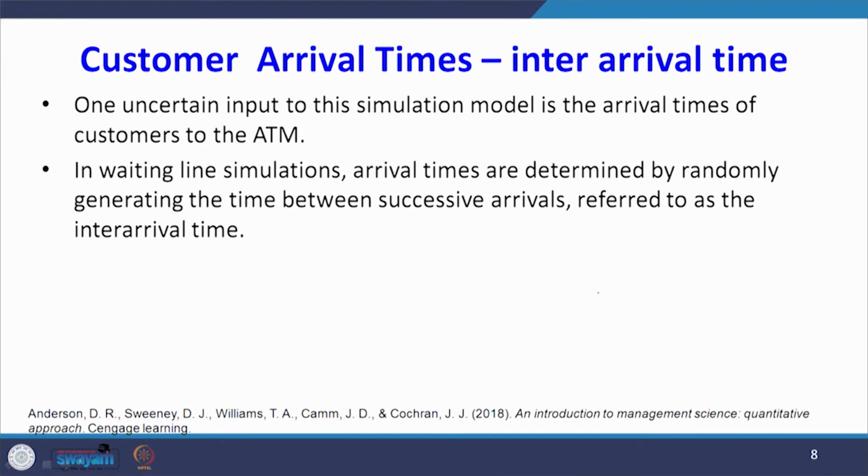Now, the customer arrival time, called the inter arrival time, is one of the inputs for the simulation model. One uncertain input to the simulation model is the arrival time of customers to the ATM. In waiting line simulations, arrival times are determined by randomly generating the time between successive arrivals, referred to as the inter arrival time. So, we are going to generate inter arrival times.